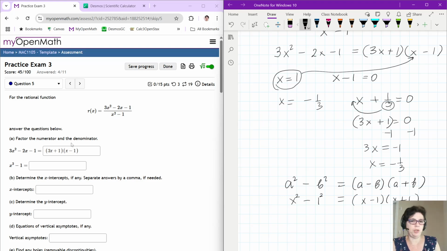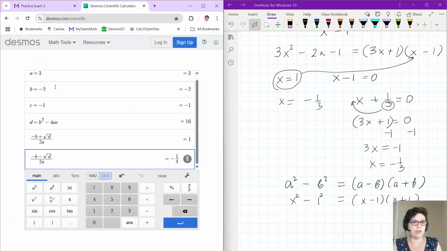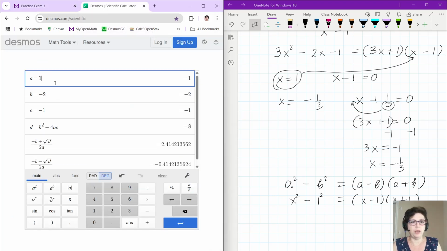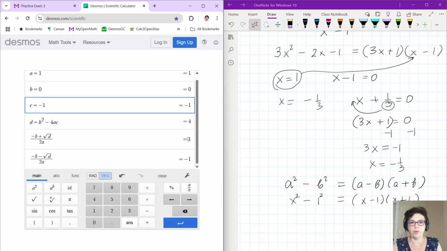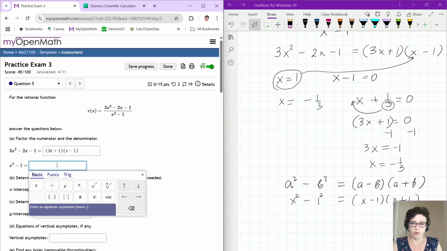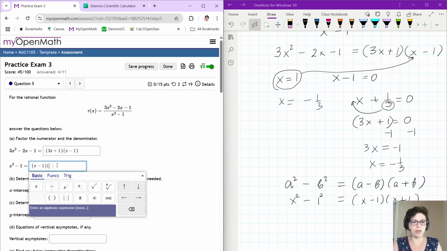Now, if for some reason you don't remember how to factor it, in this case, for x squared minus 1, we can see that a equals 1, there is no x, so b will be 0, and c will be negative 1. And then you can see that your answers are 1 and minus 1, which correspond to x minus 1, x plus 1. Okay, so whether you're using the quadratic formula or you know how to factor, we got that.